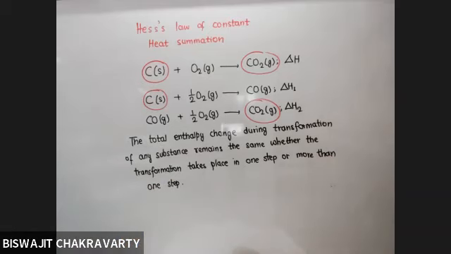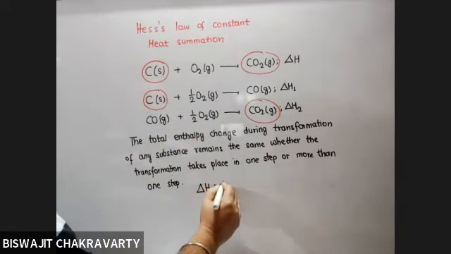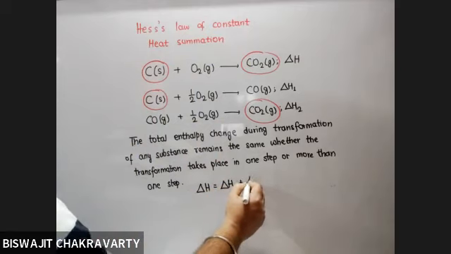Now, we have learned in the first class of thermodynamics about a particular topic called state function. And what are state functions? The state functions depend only upon initial and final states, but not upon how the final state is achieved or what is the path taken. So delta H is a state function. It does not depend upon in how many steps the conversion is taking place. If the initial state and final state are the same, the enthalpy change will remain the same. Is it understood now?